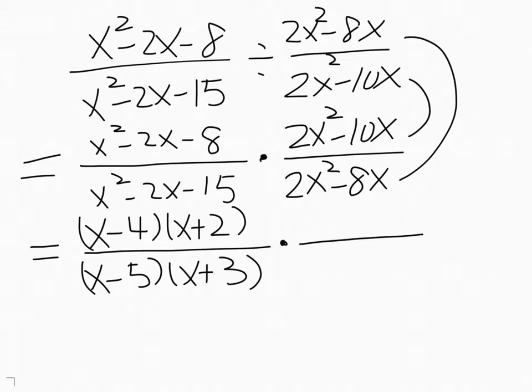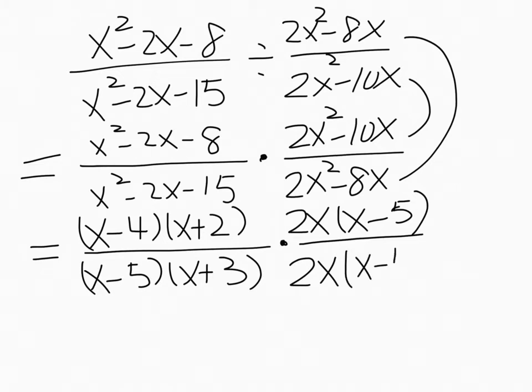2x squared and negative 10x, I'm going to factor out 2x. That's the greatest common factor between the two terms. And then I have x minus 5. The bottom, I have 2x as the common factor, and I factor into 2x times x minus 4.